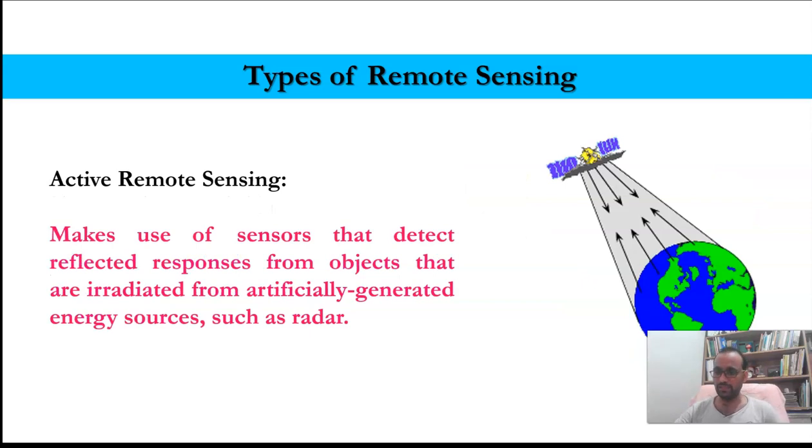Then active remote sensing. Sometimes we have cloud cover, sometimes we have different kinds of obstacles, and also in the night time we don't have sun energy. So in the daytime, what does the satellite do? The satellite just collects the energy by the solar panel or different kinds of recording systems, and then the satellite propagates the energy to the earth, and the energy is scattered back to the satellite sensor. Especially this kind of remote sensing we use in the night time or during the cloudy season.